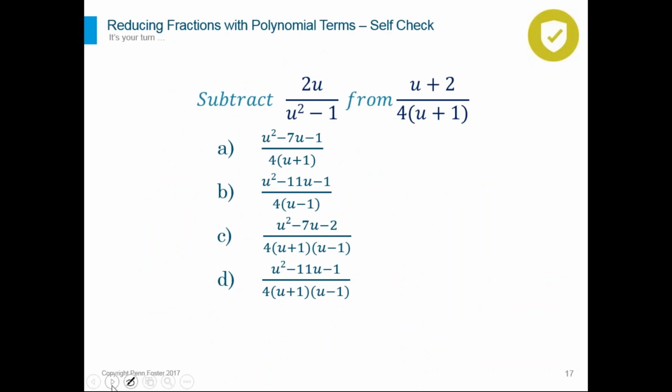Let's look at a self-check. 2u over u squared minus 1. U squared minus 1, so that should click something in your head. It's a binomial, but it's a special kind of binomial. From, you want to subtract that fraction from u plus 2 over 4 times u plus 1. Now, the wording of the question is so important. Subtract this from that. Which fraction will appear first in our problem? What minus what? How can I arrange my question?